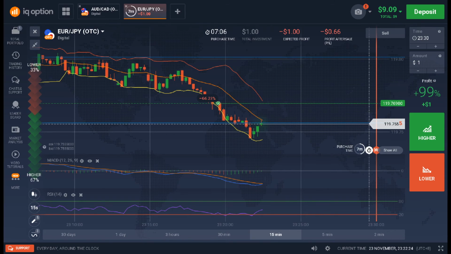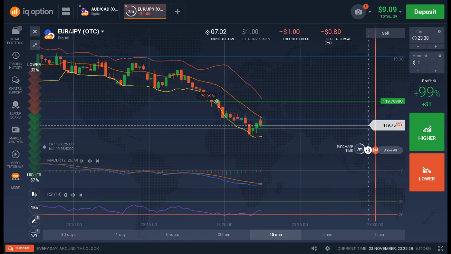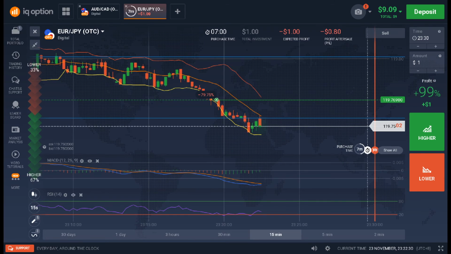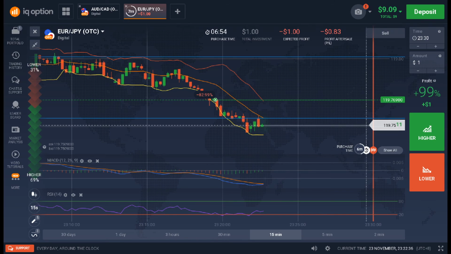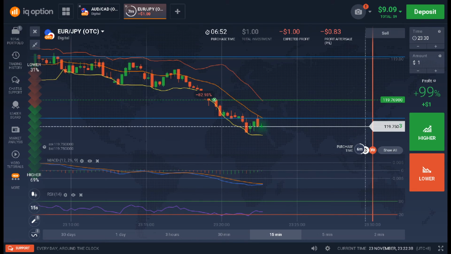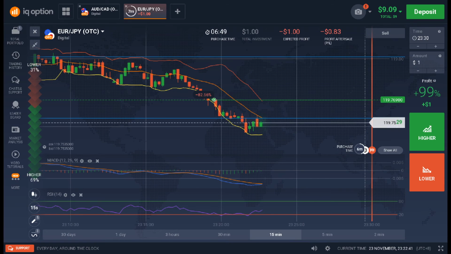Let's see if it will continue to go up. Now, I had several incorrect trades as well, and this is one of them. But then again, we still have 6 minutes, so I don't know if it will end in the direction where we wanted it.